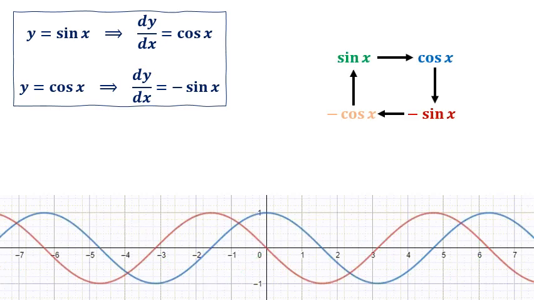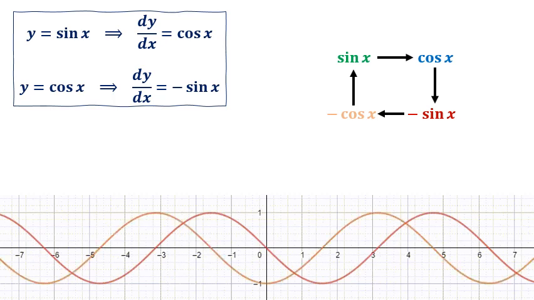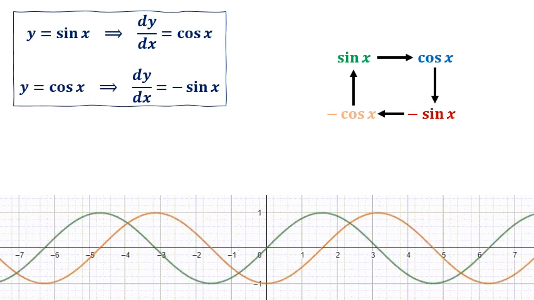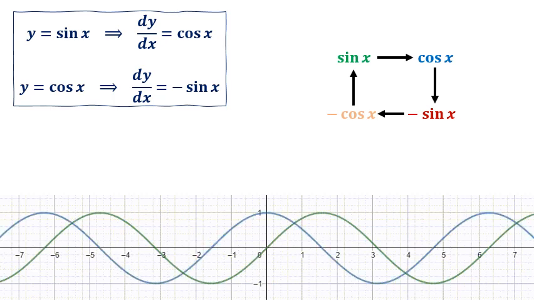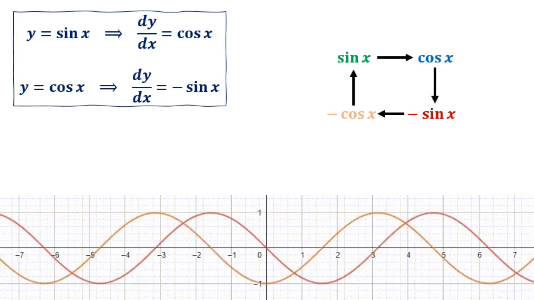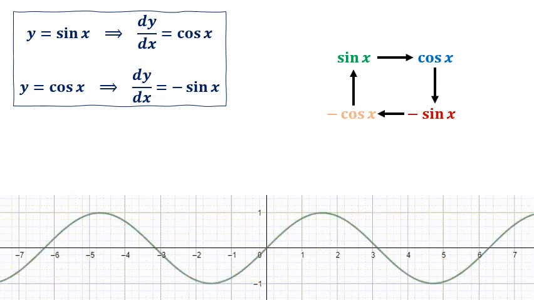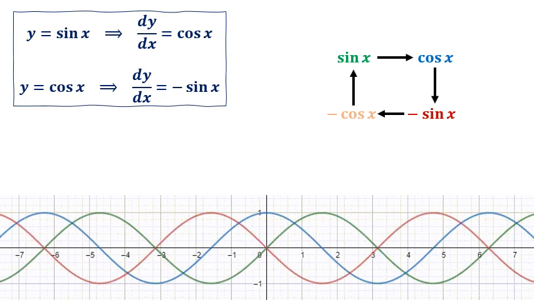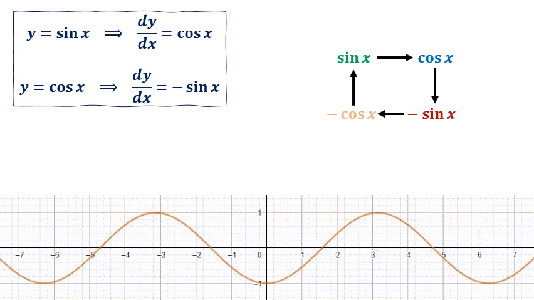We have a cycle. As we move 90 degrees, 90 degrees, 90 degrees, 90 degrees, we'll eventually get back where we started. So sine differentiates to cos, which differentiates to minus sine, which differentiates to minus cos, which differentiates back to sine again. Eventually, all those 90 degree shifts to the left will end up giving you a complete 360 degree shift to the left, and you're back where you started.